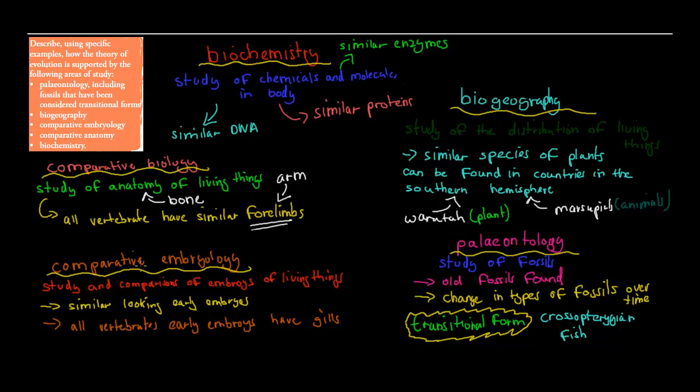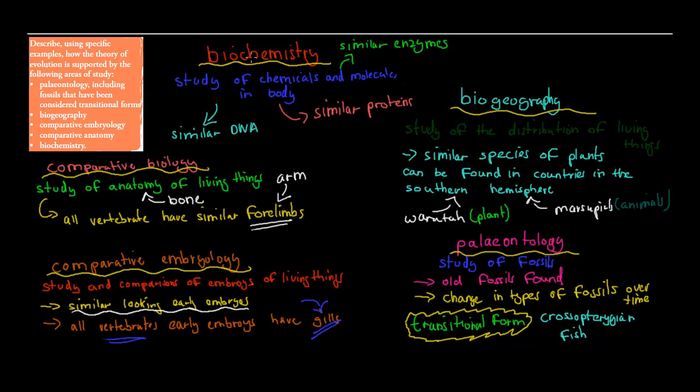We also had the comparative embryology, and that was a study and the comparisons of embryos of living things. Again, when we looked at all the embryos of the vertebrates, we found that they all look very, very similar, especially the early embryos, when they're only a couple days old. And also they all have gills, so that kind of hints that our ancestor was actually from the ocean, because our early embryos have gills. Even the early embryos of humans or reptiles, they all have gills, even though they don't use gills anymore. So that hints at a common ancestor for all vertebrates, and we believe that to be a fish.